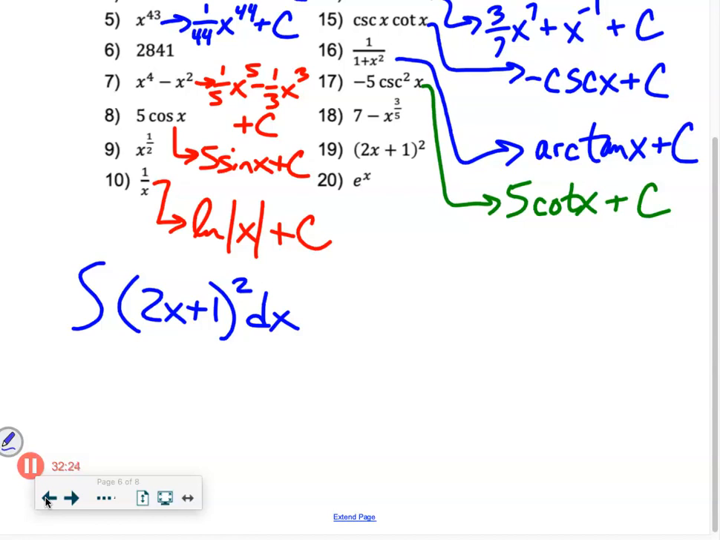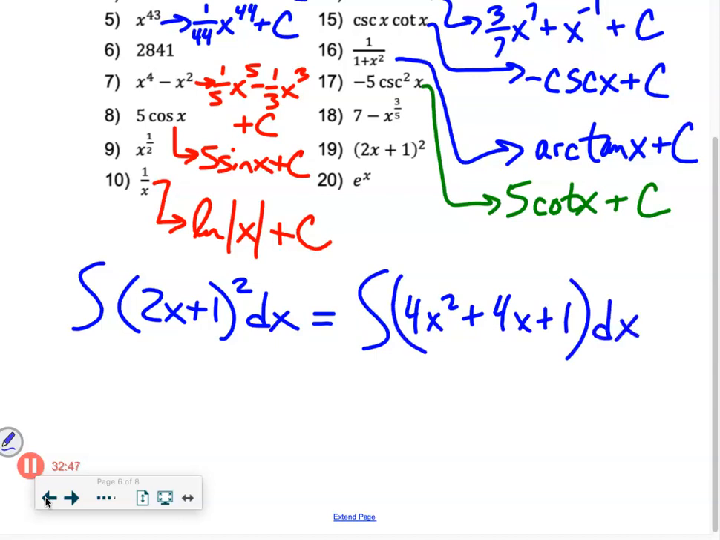But right now, you have no method for figuring out the antiderivative of 2x plus 1 squared. So all you need to do is be thankful that I didn't say what's the antiderivative of 2x plus 1 to the 23rd, because your only method is to multiply it out first. So you have 4x squared plus 4x plus 1. And now you have an easy function to integrate, right? So 4 thirds x cubed, 2x squared plus x plus 1.